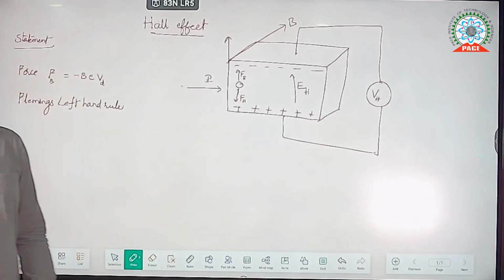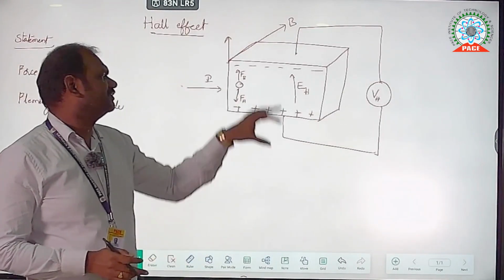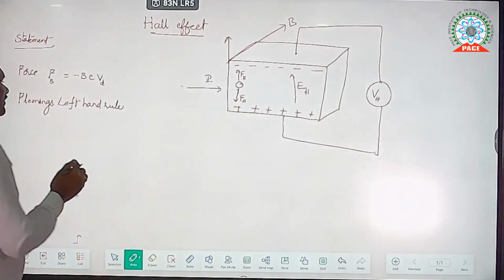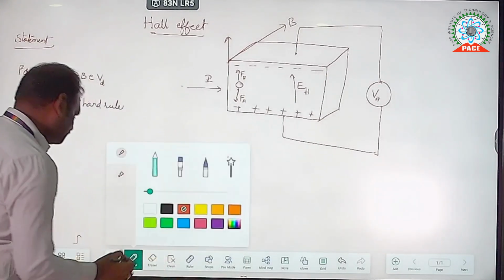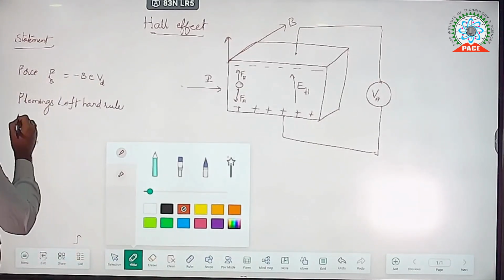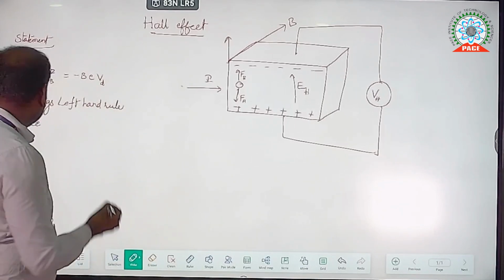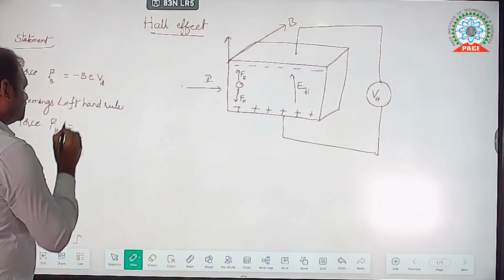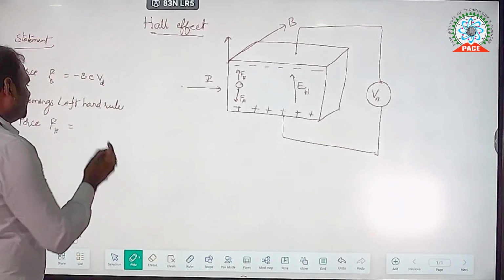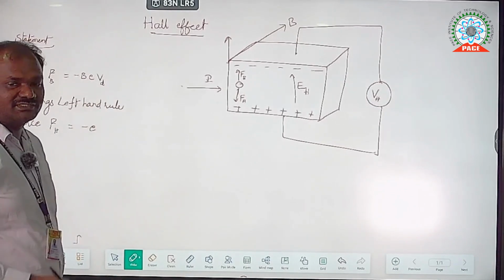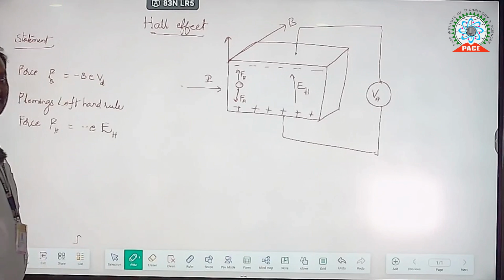Now, what is the magnitude of the force? What is the formula for the force acting on the electrons due to this Hall electric field? There is a fundamental formula for the force acting on a charge carrier in the presence of an electric field. That is, force due to electric field FH is equal to charge multiplied by electric field. What is the charge here? Electron charge is equal to minus e, and the electric field is indicated as E suffix H.